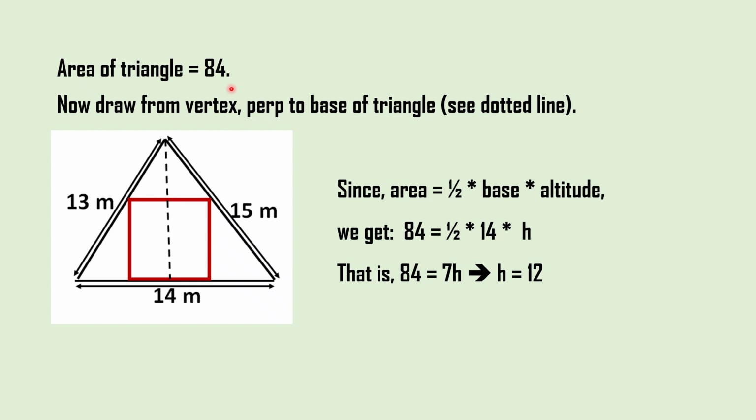First we calculated the area using Heron's formula, 84. Now we are saying 84 is equal to the other formula for area of a triangle, half into base into altitude. So putting half into 14 into h equal to 84, we get h equal to 12. 12 is the altitude of this triangle.